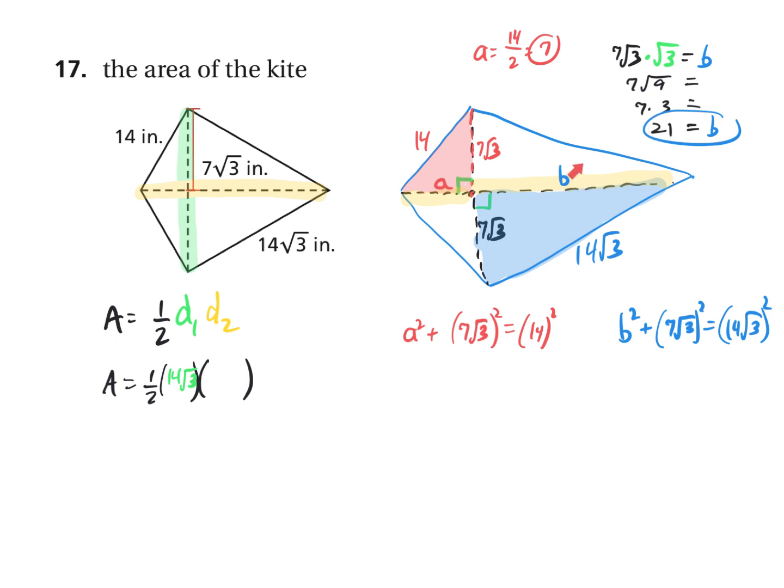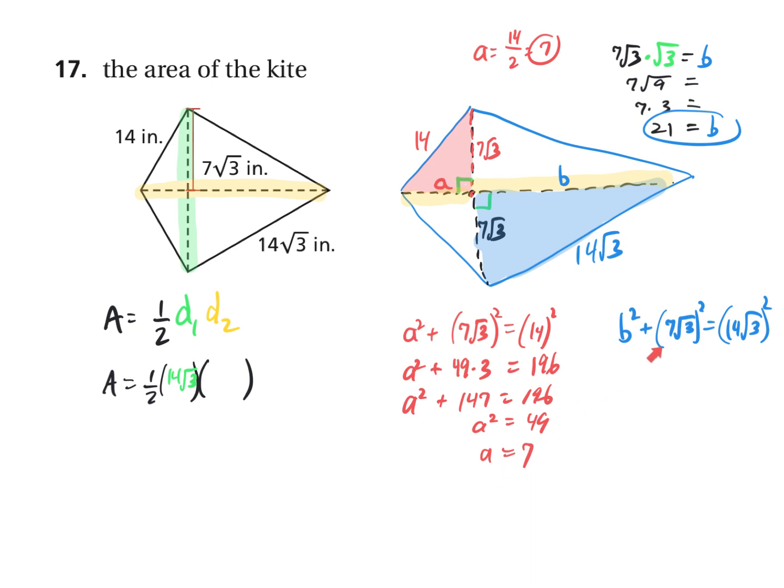But if you didn't see that, then we'll use Pythagorean theorem. Make sure you use parentheses. Leg squared plus leg squared is hypotenuse squared in both cases. So 7 root 3 times 7 root 3. 7 times 7 is 49, and root 3 times root 3 is root 9. And the square root of 9 is 3. So A squared is 49, and A is 7.